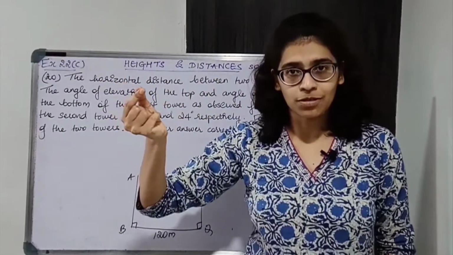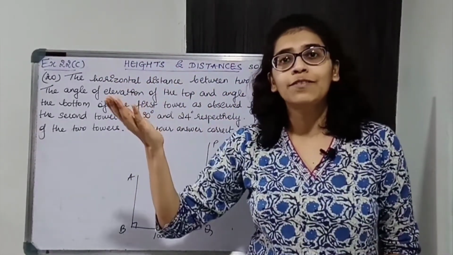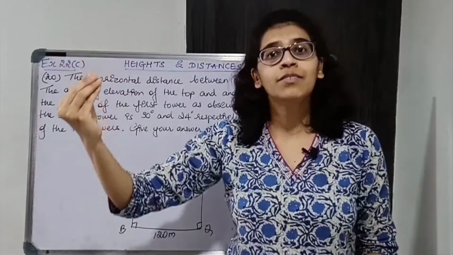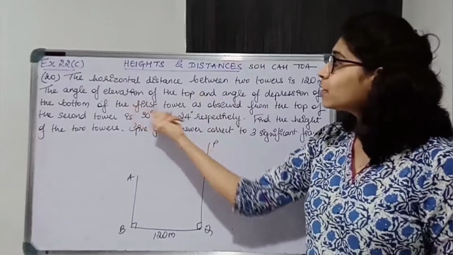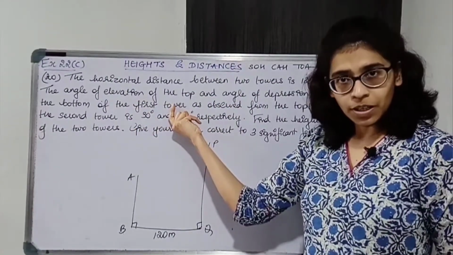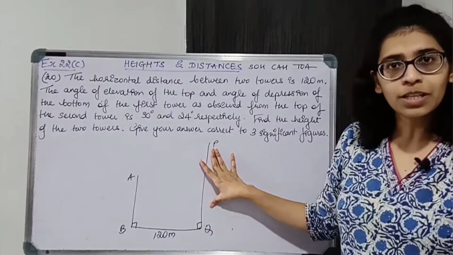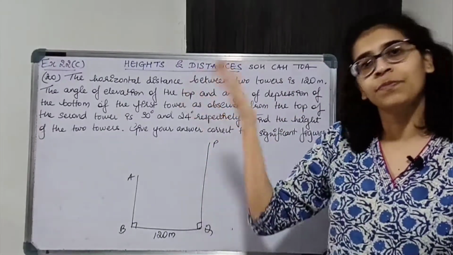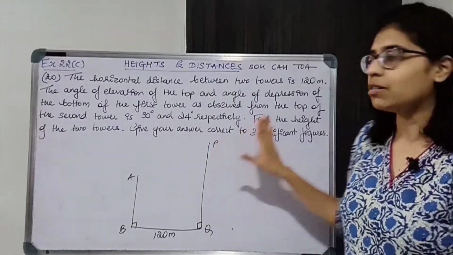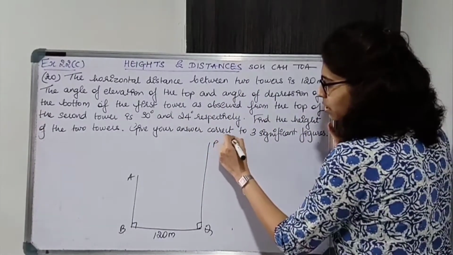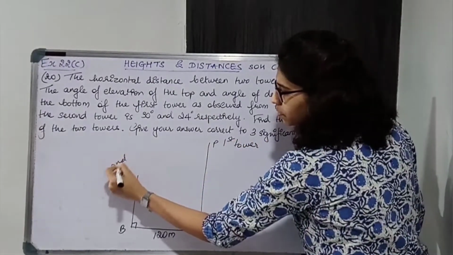the angle of elevation is given. The angle of elevation is given, meaning the one whose angle of elevation is given, that is at a higher level. So the angle of elevation of the top of the first tower is given. So PQ will be the first tower. The one whose angle of elevation is given, that is at a higher level. So this one is the taller. So this is the first tower and this is the second tower.